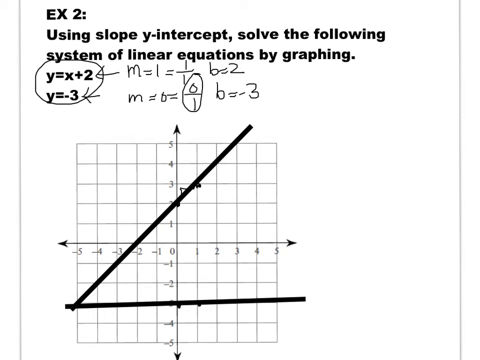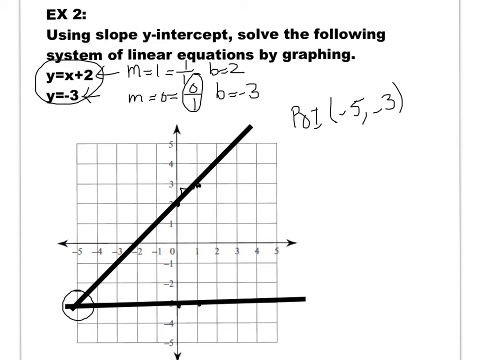The second line is also drawn, and you can see the point of intersection lies right here, which has x value equal to negative 5 and y value equal to negative 3. Again, remember to check the solution to see if it satisfies both equations.